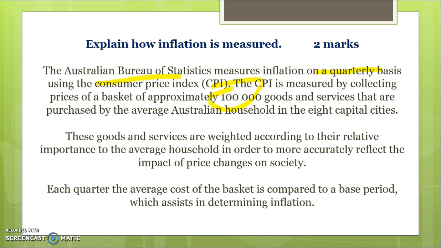And then each quarter, the average cost of the basket is compared to a base period to determine how much inflation has gone up. So we look at the price changes of 100,000 goods and services every single quarter to measure our CPI figures. These goods are weighted according to how much we spend on each of them, and then these price changes are compared to a base period to get an index number, and then they compare it to a period, say 3 months ago, to determine whether they've gone up or down.